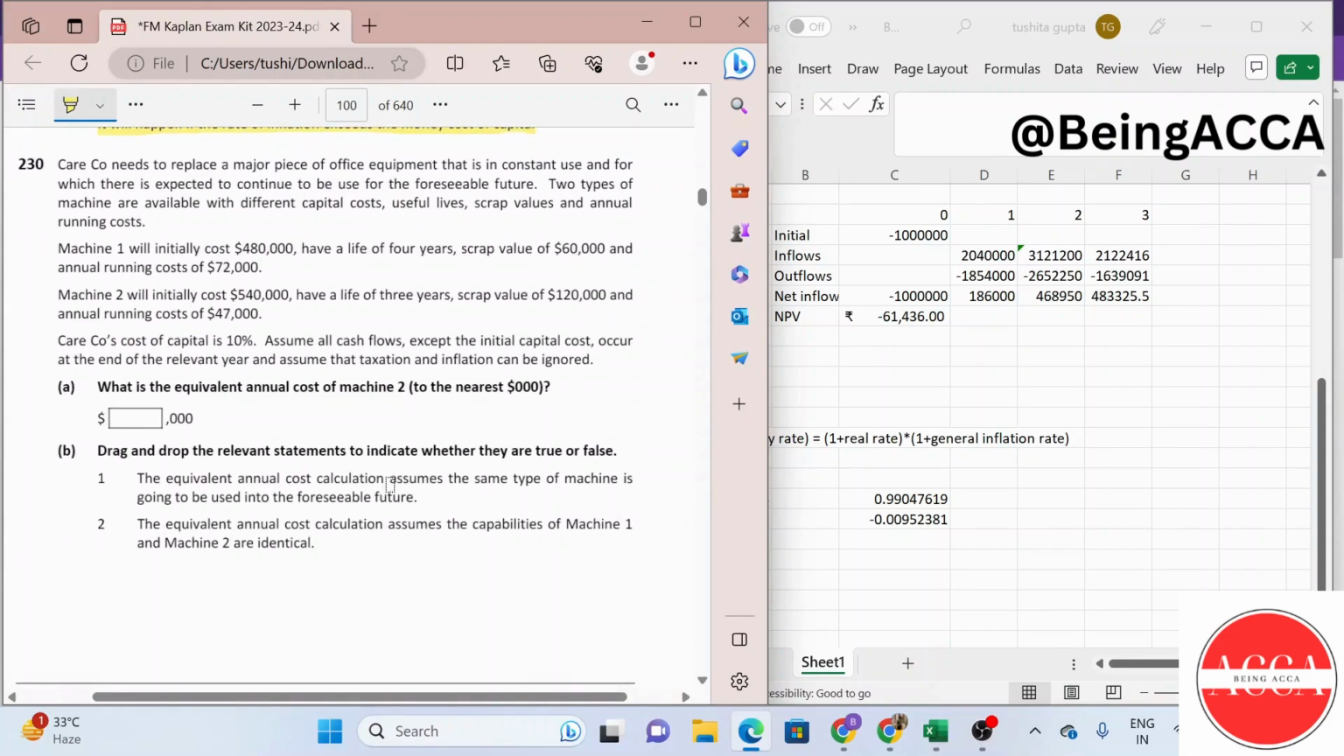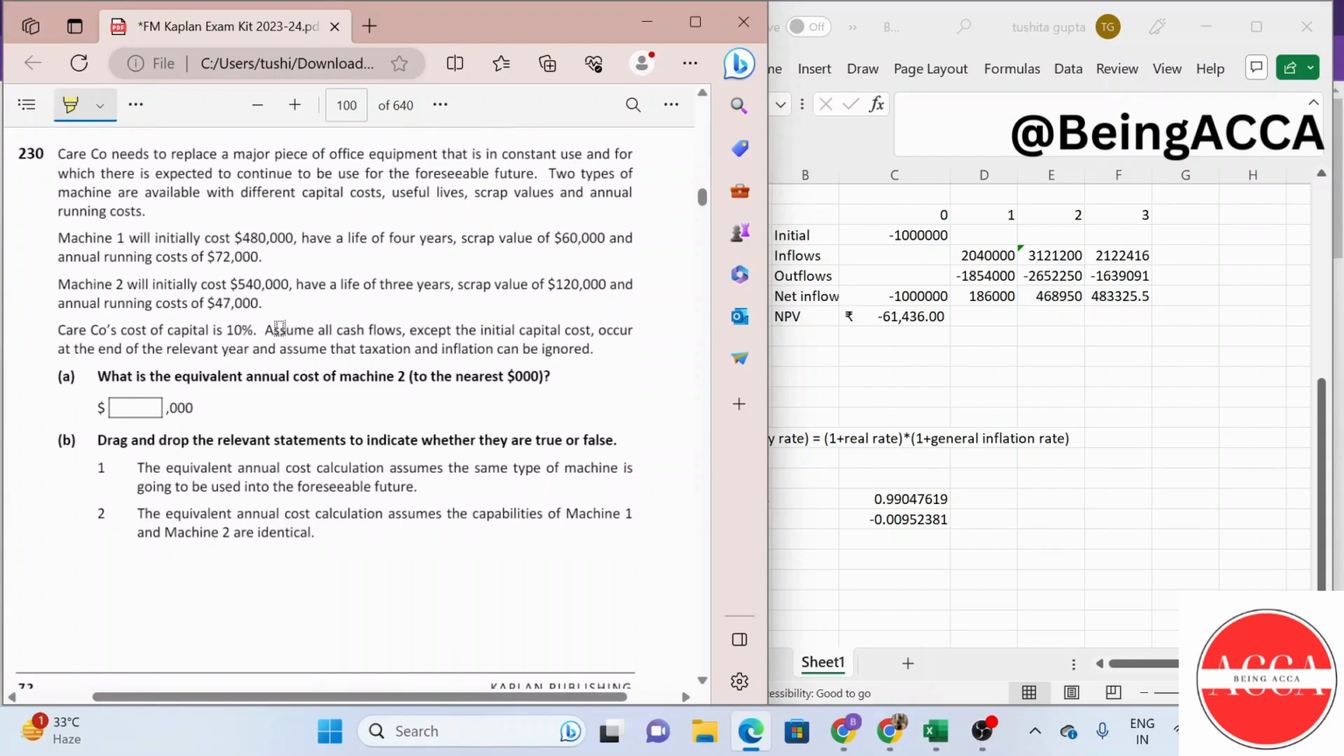Care company. Care company needs to replace a major piece of office equipment that is in constant use and is expected to continue to be used for the foreseeable future. Two types of machines are available with different capital costs, useful lives, scrap values, and annual running costs. Machine 1 will initially have a life of 4 years, scrap value 60,000, annual running cost 72,000. Machine 2, initial cost, life, scrap value, annual running cost. The cost of capital that is given to us is 10%. Assume all cash flows except the initial capital cost occur at the end of the relevant year, and assume taxation and inflation can be ignored.